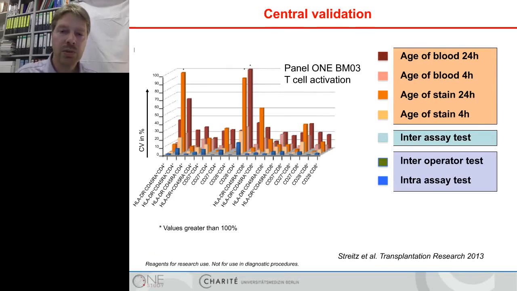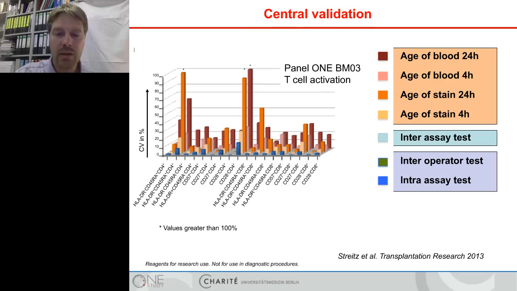This graph shows you that besides the interoperator test and intra-assay test, you have an increasing variability for the stability. In the first row in blue, you see the intra-assay test. With the other colors, in dark red, you see the age of blood 24 hours. In pink here, the age of blood 4 hours. In dark orange, age of stain 24 hours. And in the light orange here, age of stain 4 hours.